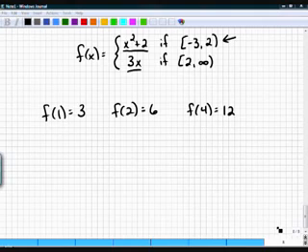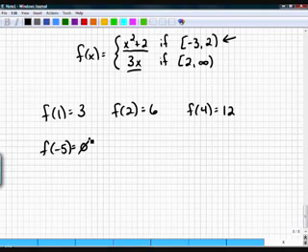Okay, finally, we've got two more. It says f of negative 5. Which interval is negative 5 on? Neither one, so it is undefined. f of negative 5 is not defined in this function.